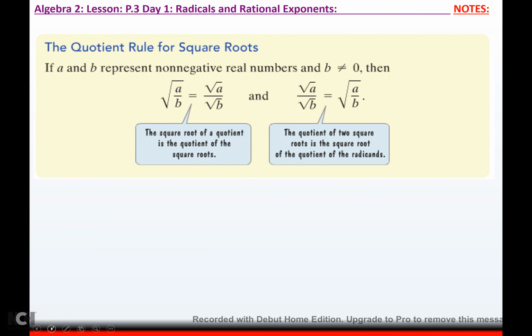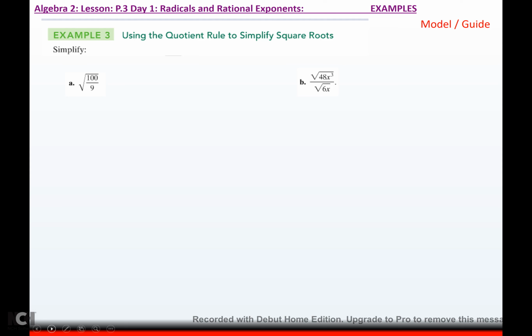Alright, the quotient rule for square roots is similar to the product rule. You can either divide first and then root, or you can split them and do the top and the bottom separately and then divide when you're done with that, if you can. On the first one, I don't want to divide, 9 doesn't go into 100 evenly. When you can't divide evenly, you're going to get a decimal. That's a clue to split them.